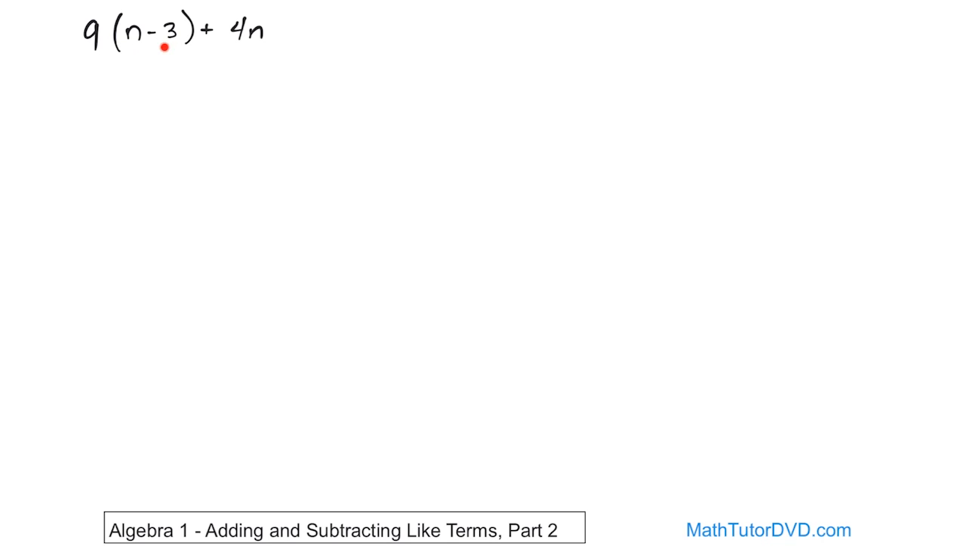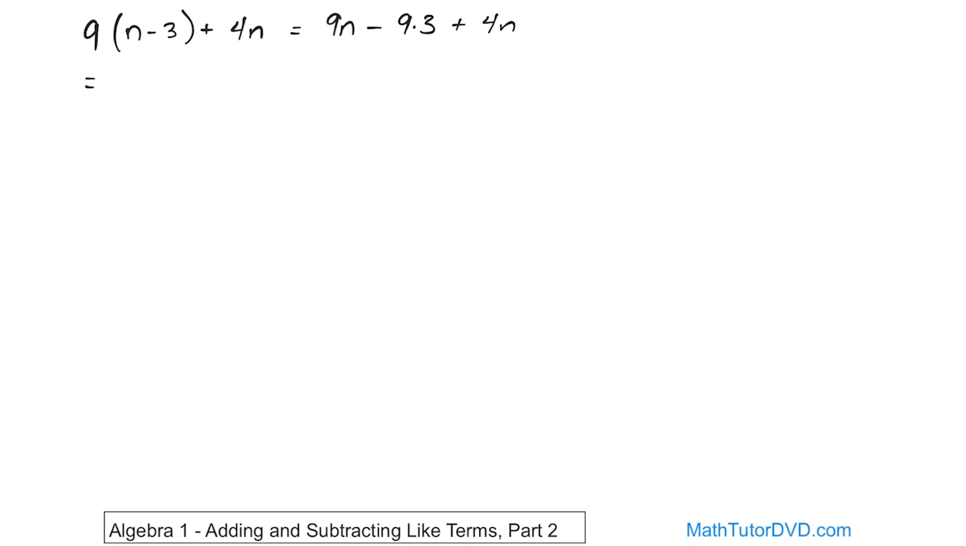Well, we can't do the n minus 3. These are unlike terms, so we can't really do that, but we can distribute the 9 to every term there. So 9 times n is going to be 9n. The minus sign comes along for the ride, and then you have 9 times 3 here. We're going to write it as 9 times 3. And then the plus 4n comes along for the ride there.